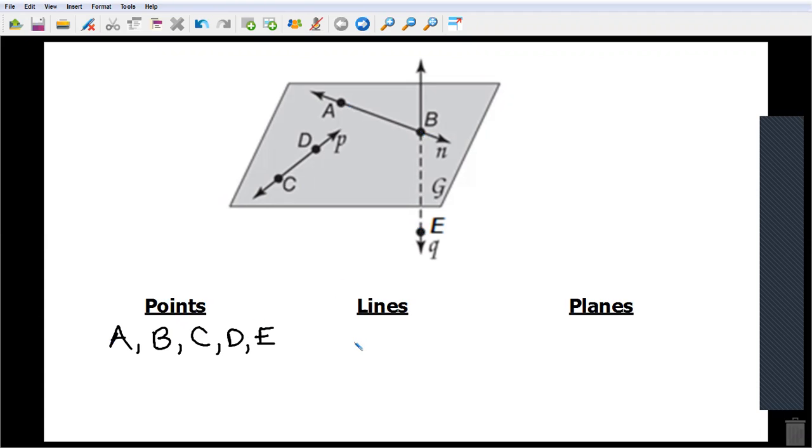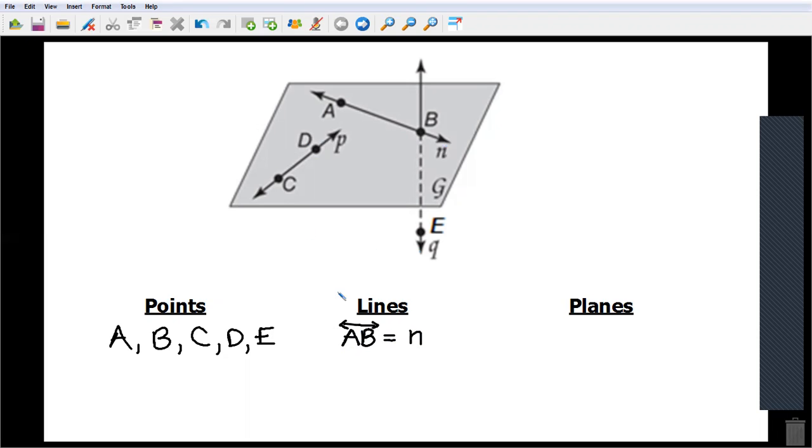Now for lines, we've got a couple different ways we can name them. I'm going to take this first one here. One way that we can name this line is by calling it line AB. But you'll notice that next to AB, there is a little n here. That is another way that we can name that line. These two are going to be the same exact line, AB and n.